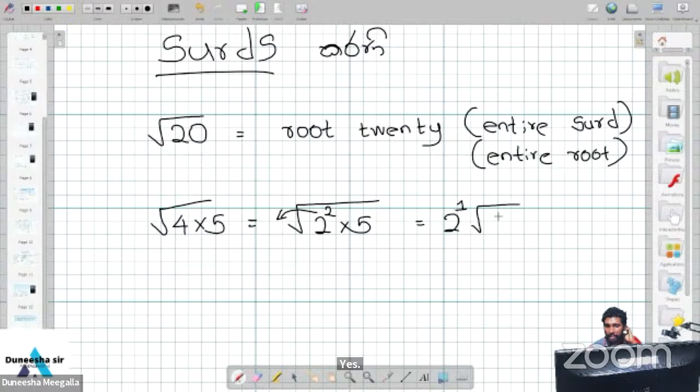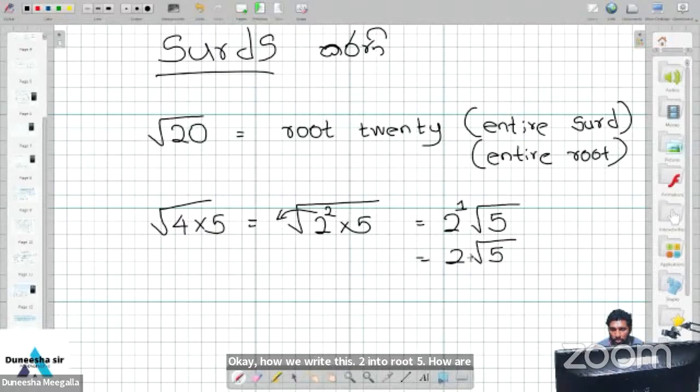Inside the root remaining 5. We can write 2 to the power 1 as 2. Then 5. How do we write this? 2 into root 5. How do we read it? 2 into 2 into root 5, root 5. Then what is it? We write the entire surd as root 20. This is a surd. This is a surd.